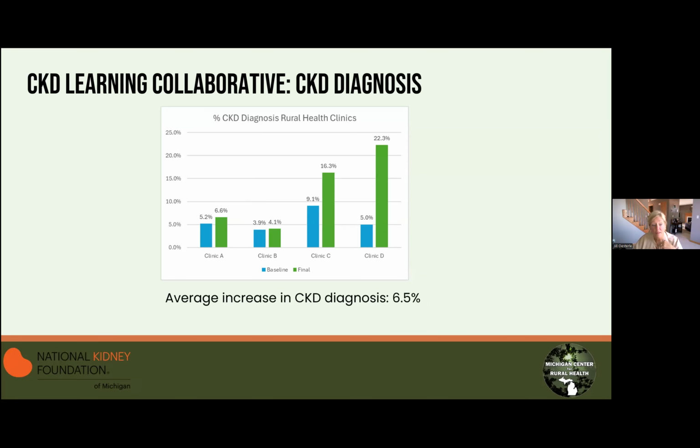Additionally, in terms of CKD diagnosis, diagnosing based on their baseline, it started at 5.2% to 6.6%. These were smaller increases, but definitely still noticeable. In terms of Clinic B, 3.9 to 4.1, and then here you see some of those bigger numbers. Clinic C and D had huge increases in terms of the average increase in CKD diagnosis. Which really helped us understand that this project was working and the changes and interventions that took place within the clinic were working.